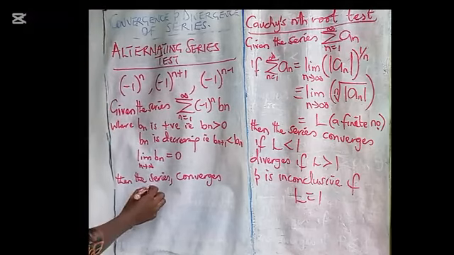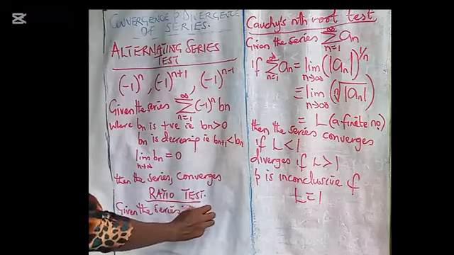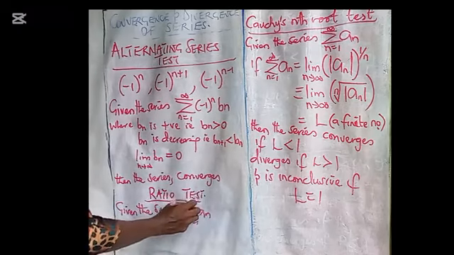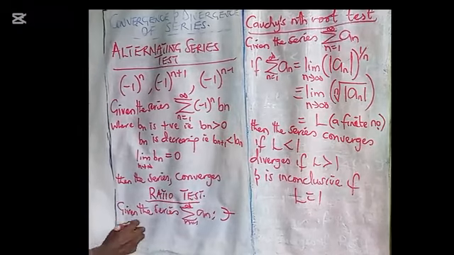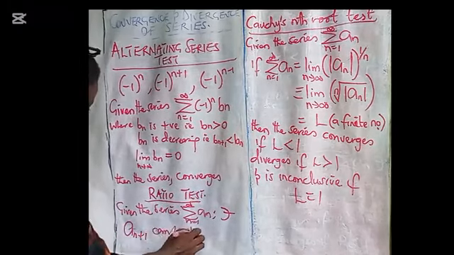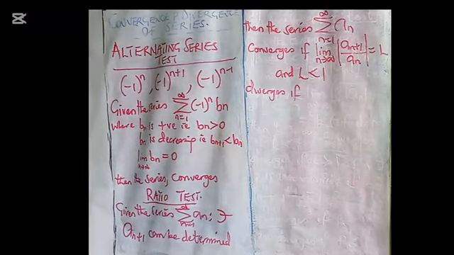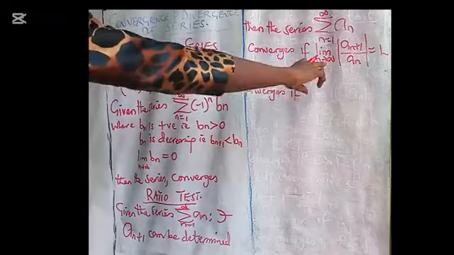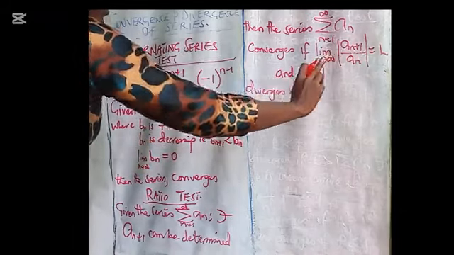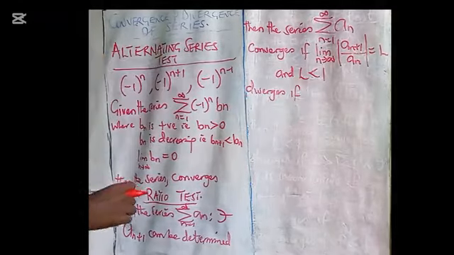diverges. The ratio test. Given the series summation of a sub n as n moves from 1 to infinity, such that a sub n plus 1 can be determined, then the series summation a sub n as n equals 1 to infinity converges if the limit as n tends to infinity of the absolute value of a sub n plus 1 over a sub n equals L, and L is less than 1.